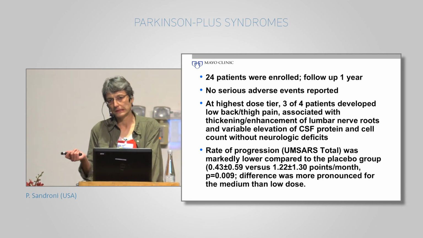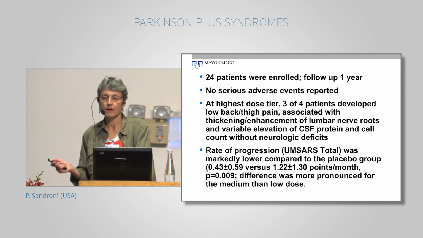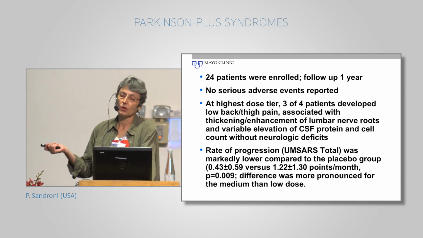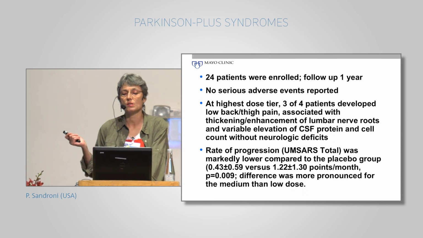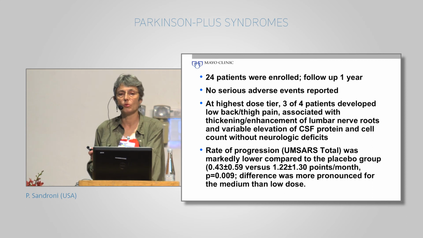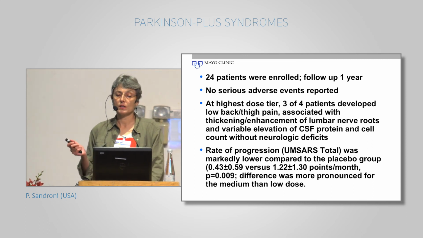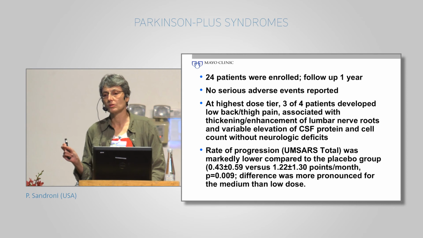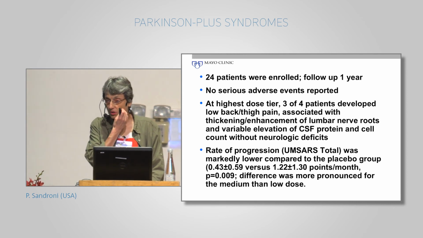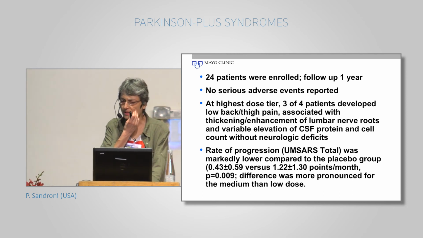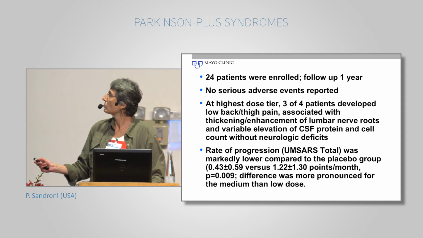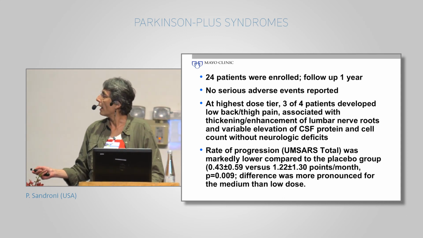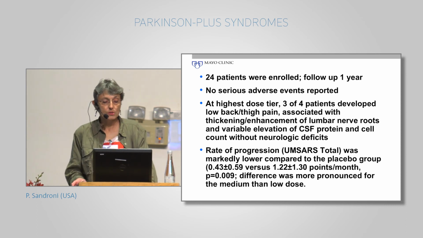It was actually presented a few months ago at the Academy. 24 patients enrolled, follow-up 1 year so far, no serious adverse event reported. At the highest dose tier, though, 3 or 4 patients developed low back and thigh pain associated with thickening and enhancement of the lumbar nerve roots and variable elevation of the CSF protein and cell count, but there were no neurologic deficits. The rate of progression was markedly lower compared to the placebo group, with a P of 0.009.